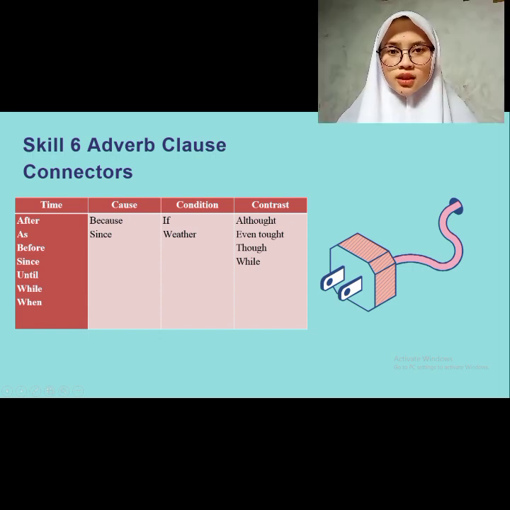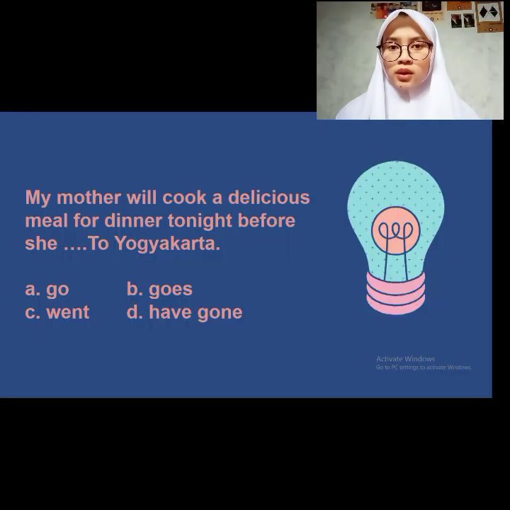To show more clearly how to use the adverb clause connector, let me give you an example. My mother will cook a delicious meal for dinner tonight before she blank to Yogyakarta. A. Go. B. Goes. C. When. And D. Have gone.